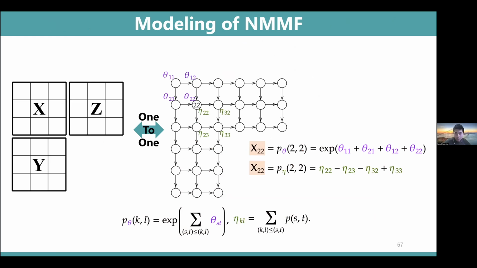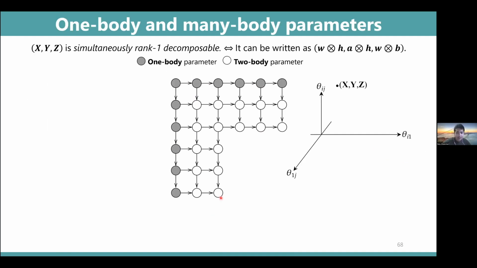In the same way as the first part of this presentation, we made a mapping from input matrices X, Y, Z to a DAG. We concatenate these matrices and make a DAG, and we define the log-linear model on this DAG. Now, since we have a model to discuss NMMF, we focus on the rank 1 decomposition. We say that X, Y, Z is simultaneously rank 1 decomposable if and only if it can be written as a canonical product of shared vectors. We can describe the simultaneous rank 1 condition using one-body and two-body parameters defined in this figure.